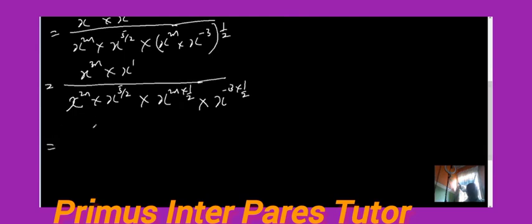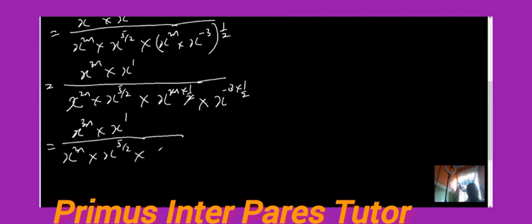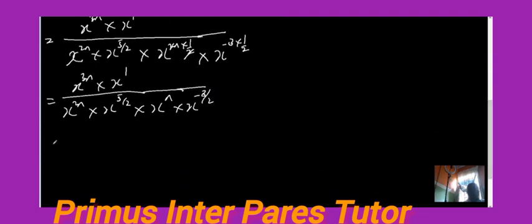From there you have something here. This one can cancel this. Now let's have this one first: x raised to power 3n times x raised to power 1, divided by x raised to power 2n times x raised to power 5 over 2 times x raised to power n. Because these two cancel these two, then times x raised to power minus 3 over 2. So what you have here is n, and you want to use this one out together.